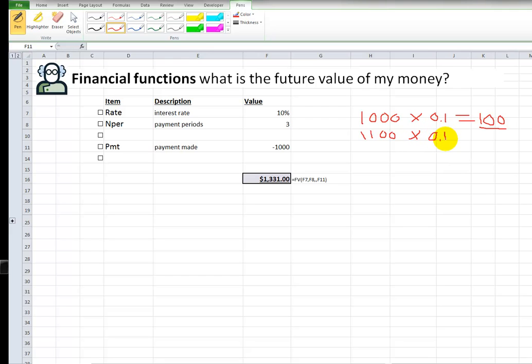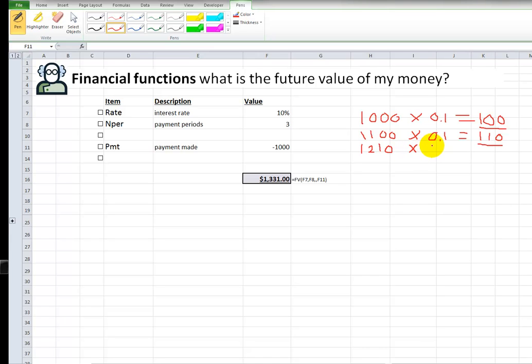Multiply it by 10% again. So we know starting with 1,100 multiplied by 0.1, it's going to be a smaller number because it's 0.1. It's not 1.1. Here we have $110 now. And then once again, we're going to take that amount, add it to this amount here, and that's going to be $1,210 at the start of the third year.